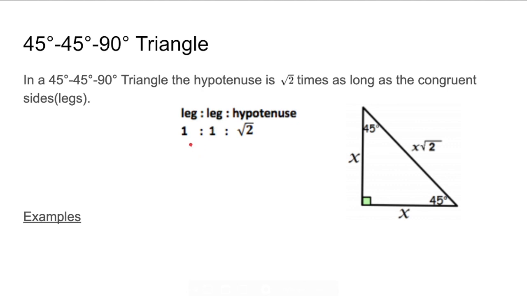So here is the ratio. It's a 1 to 1 to the square root of 2. Each leg is 1 and the hypotenuse is the square root of 2. Let's look at some examples so you can see this relationship and how quickly you can solve for these sides.